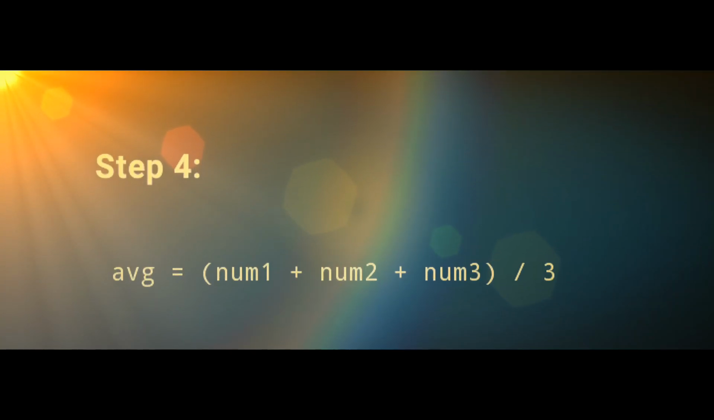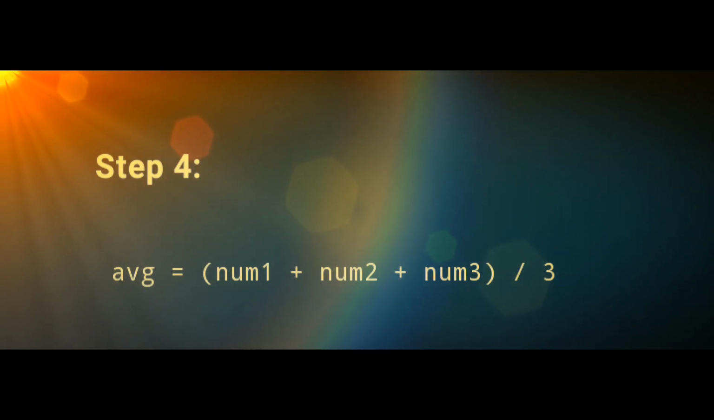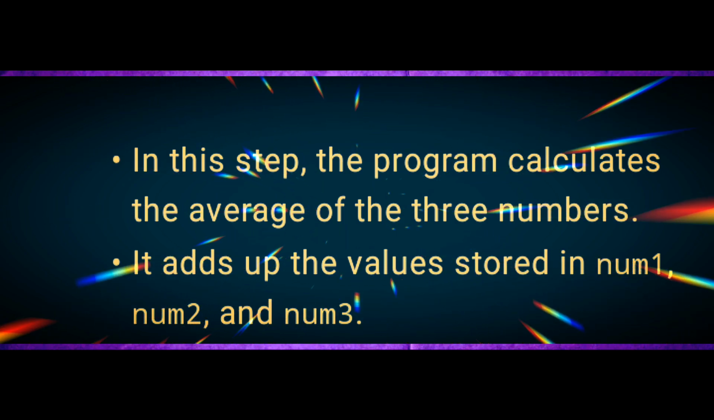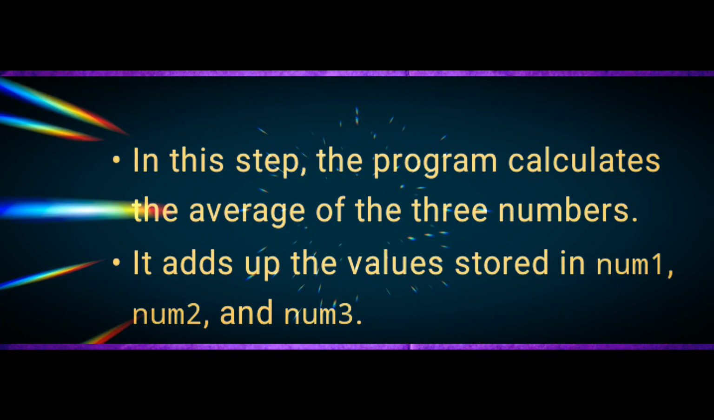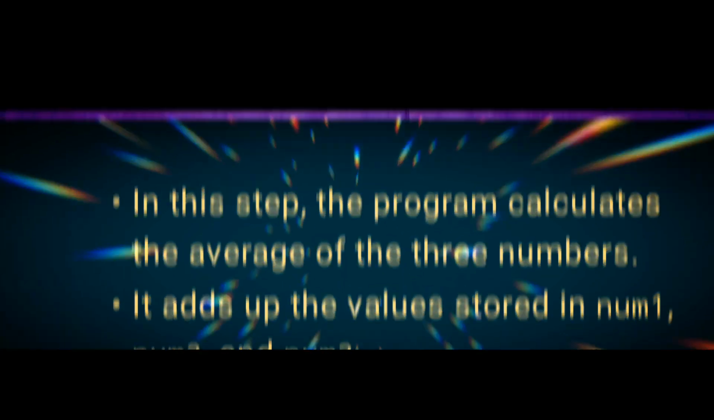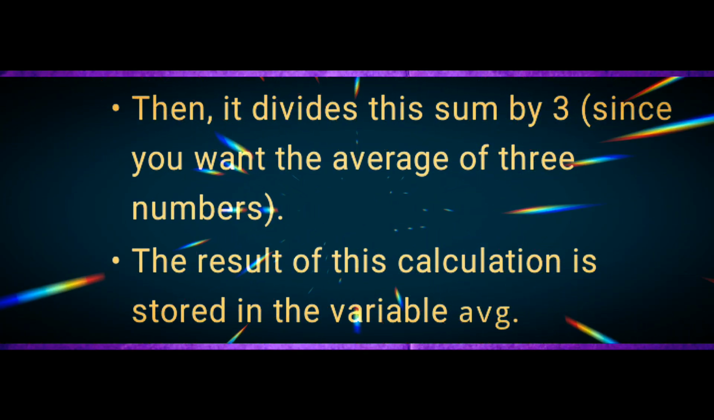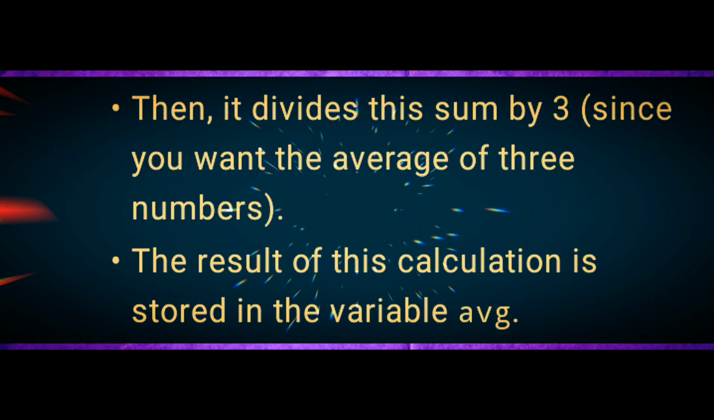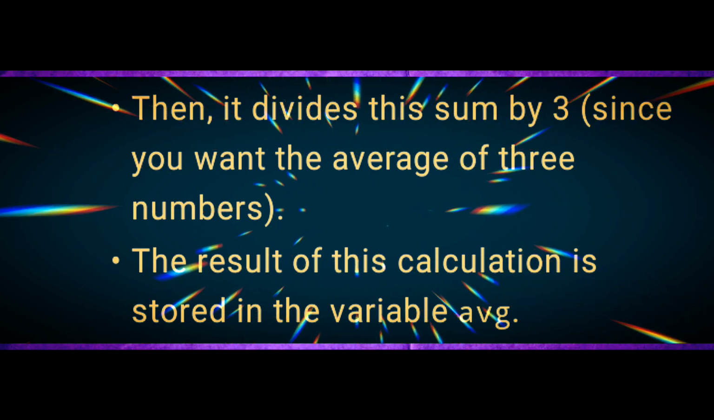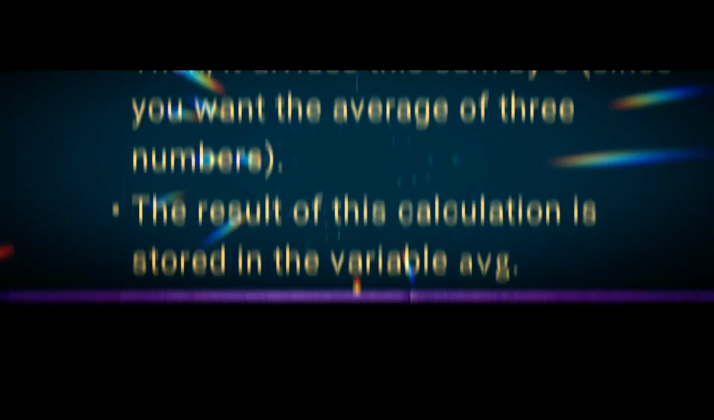Step 4: avg = (num_1 + num_2 + num_3) / 3. In this step, the program calculates the average of the three numbers. It adds up the values stored in num_1, num_2, and num_3. Then it divides this sum by 3, since you want the average of three numbers. The result of this calculation is stored in the variable avg.